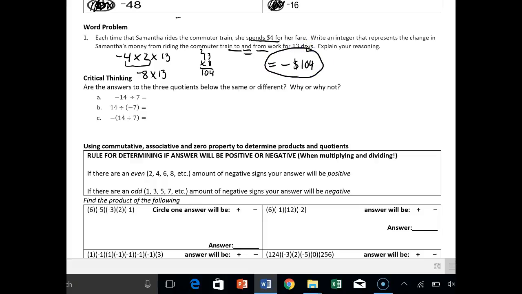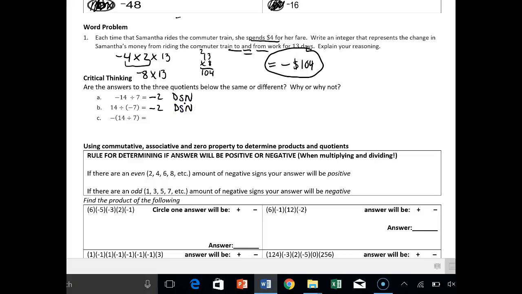right? Are the answers to the 3 questions the same or different? Why or why not? So let's figure this out. What's -14 divided by 7? Well, that's -2. Why? Because they have different signs. -14 was negative, 7 was positive. What's 14 divided by -7? Oh, well, that's also -2. Why? Again, different signs, negative.